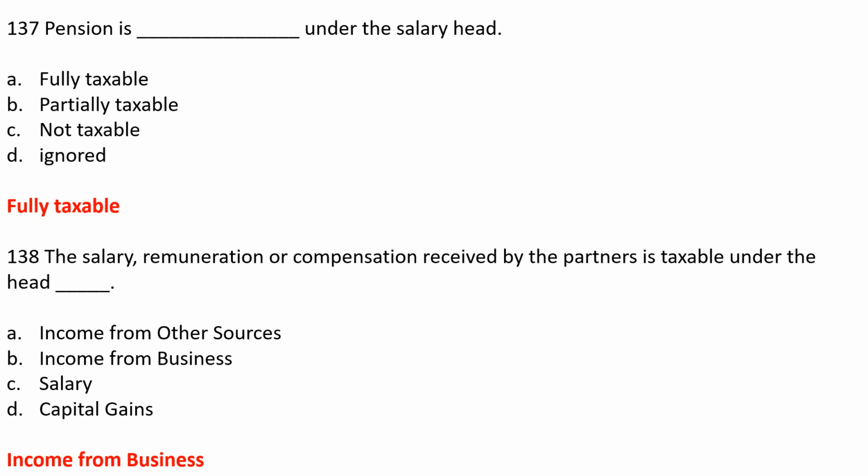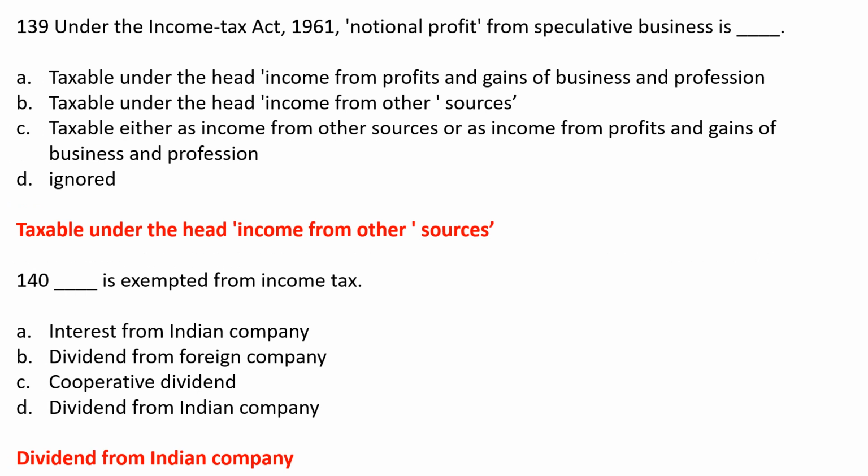The salary, remuneration or compensation received by the partner is taxable under the head income from business. Under the Income Tax Act 1961, notional profit from speculative business is: option A, taxable under the head income from profit and gains of business and profession; option B, taxable under the head income from other sources; option C, taxable either as income from other sources or as income from profits and gains of business and profession; option D, ignored. The correct answer is option B, taxable under the head income from other sources.